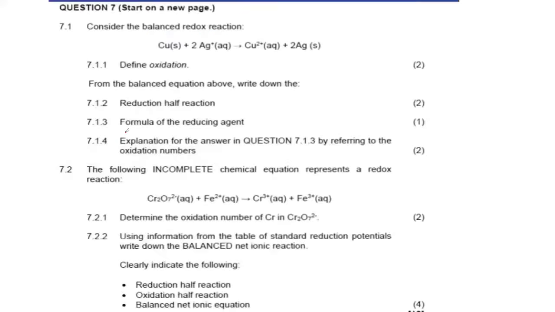Then from here, 7.1.2 says from the balanced equation above, write down the reduction half reaction. So we know that the reduction half reaction is representing the gain of electrons, because remember, reduction is gain of electrons. So the quickest way to deal with this is to try to identify where you have oxidation taking place and where you have reduction taking place.